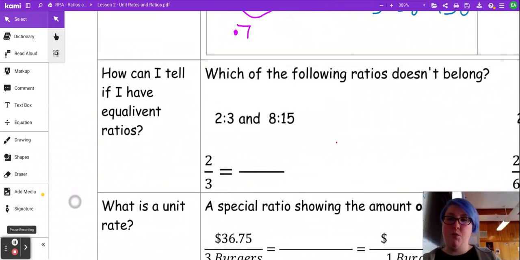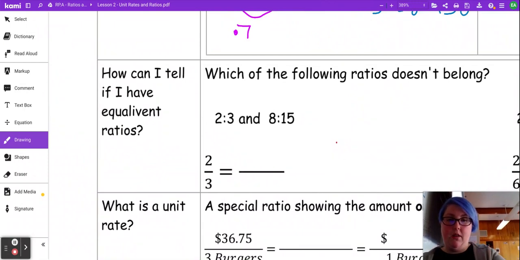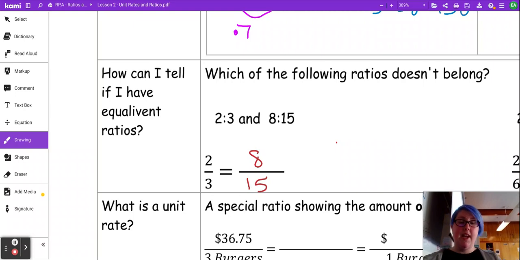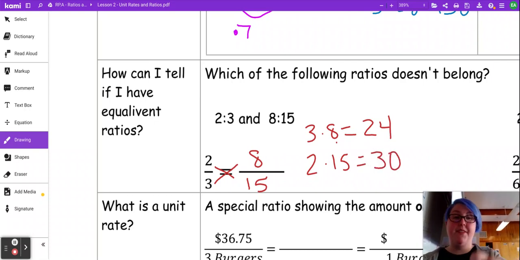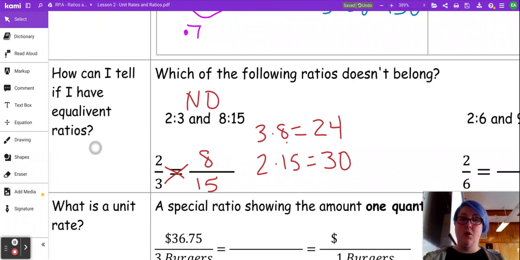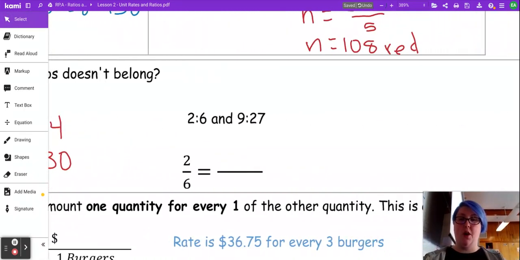So how do we know if we've done this correctly? Well, you write them as if they are equal. So does 2/3 equal 8/15? We don't know. Let's do the cross check. So 3 times 8 equals 24. And 2 times 15 equals 30. These numbers are not the same. This does not work. It is not an equivalent ratio. Those ratios are not proportional.